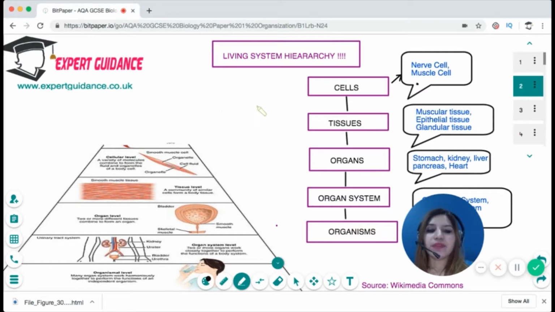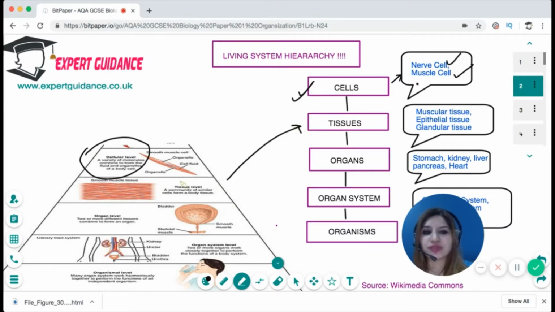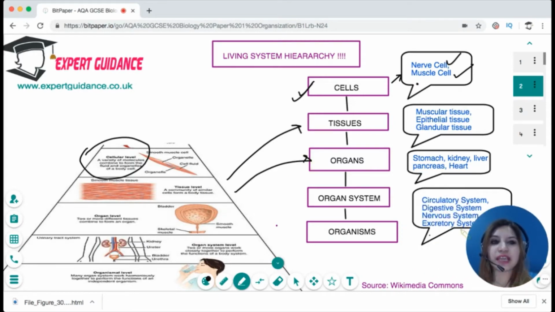In the previous unit, we studied the cell, which is the basic structural and functional unit of the body. The examples are nerve cells and muscle cells. Now, when a group of cells combine to perform a specific function, that becomes tissue. When groups of tissues combine together to perform a specific function, it becomes an organ. And when groups of organs combine together to perform specific functions, that becomes an organ system. An organism is nothing but the collection of different organ systems.